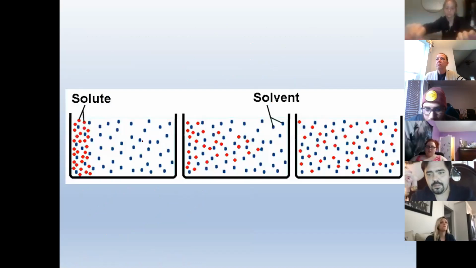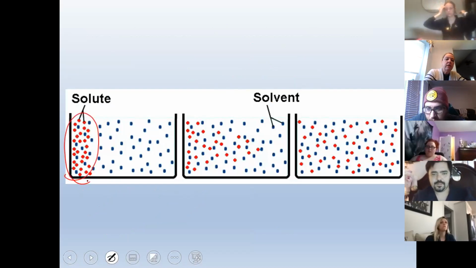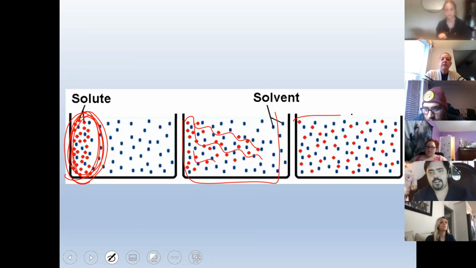So this is just another picture for you little visual learners. Here we plugged in our diffuser. All the little red dots are smell molecules. And then the smell molecules start to move throughout what we call a room until they are evenly dispersed.